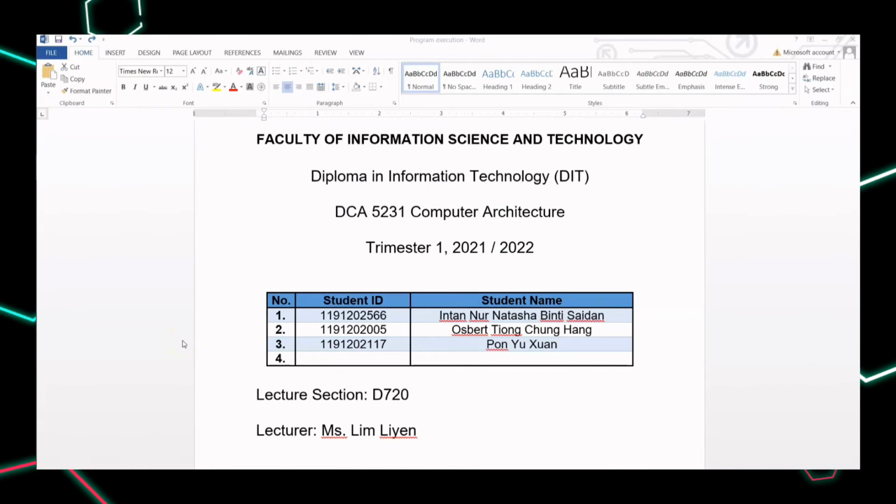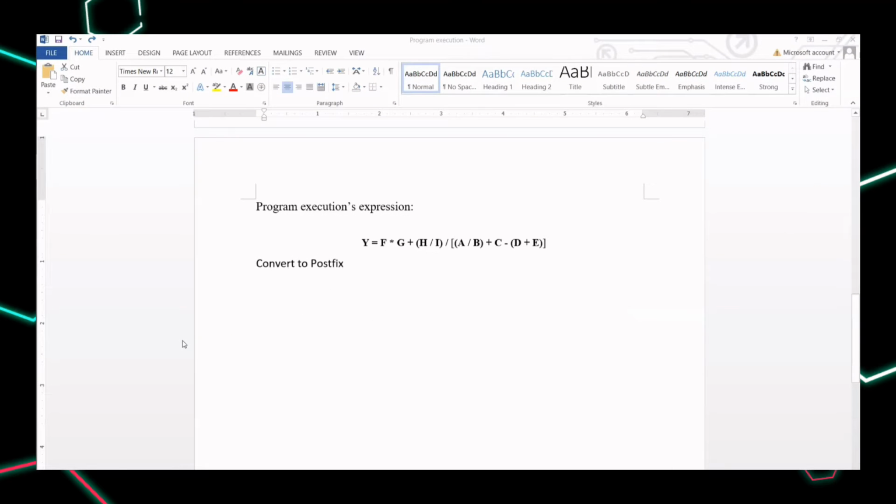Hi, in this video, we're going to learn how to convert the expression to postfix notation, and we will learn how to draw the step diagram to illustrate the execution. Below is the program execution expression. We will learn how to convert it to the postfix.